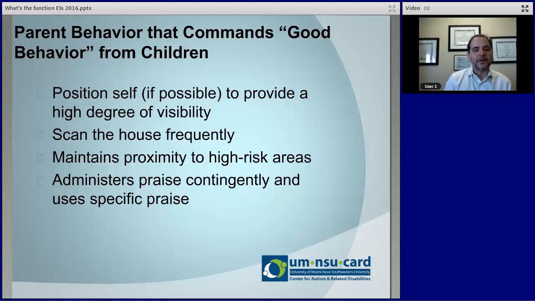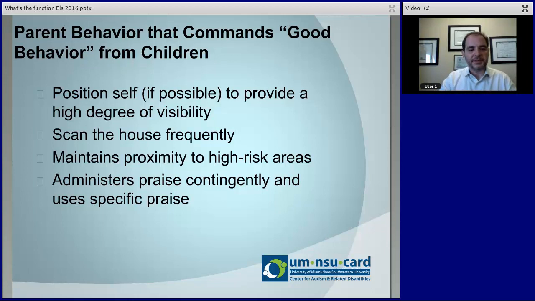Now, there are also some behaviors that command appropriate behavior from children. If parents can position themselves in a way in which they can provide this high degree of visibility for themselves, that might prevent some problem behavior from occurring, especially if that behavior is something that the child would like to engage in without you seeing. You want to scan the house frequently.